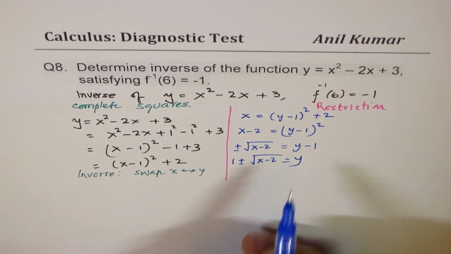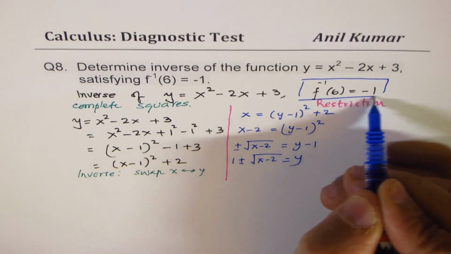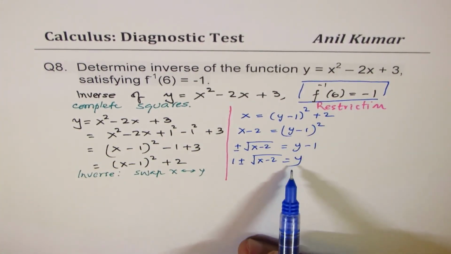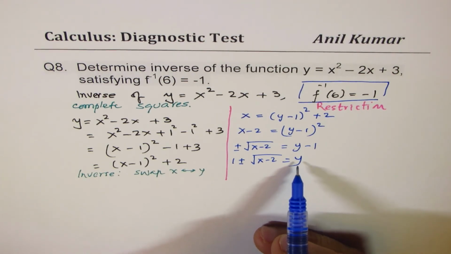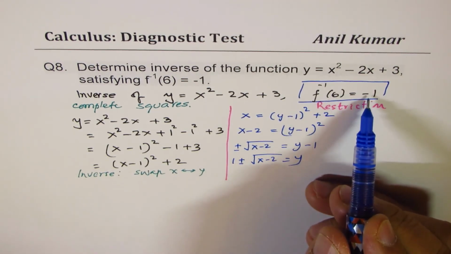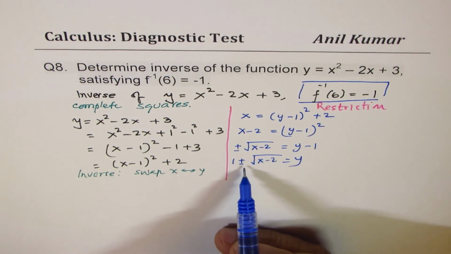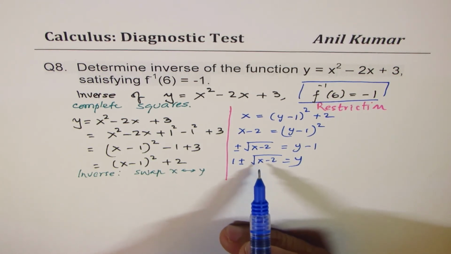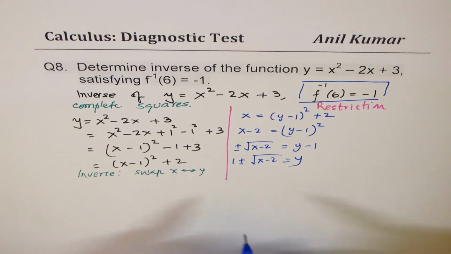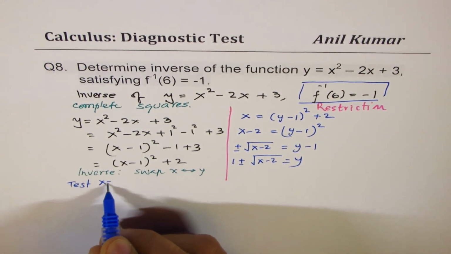Now at this stage, you have to look into the given condition. That is to say, this inverse should satisfy the condition that if the x value is 6, y should be minus 1. So what will work for that? Plus sign or minus sign? Correct? So if I write 6 here, let's test. We are doing the test for x equals 6.